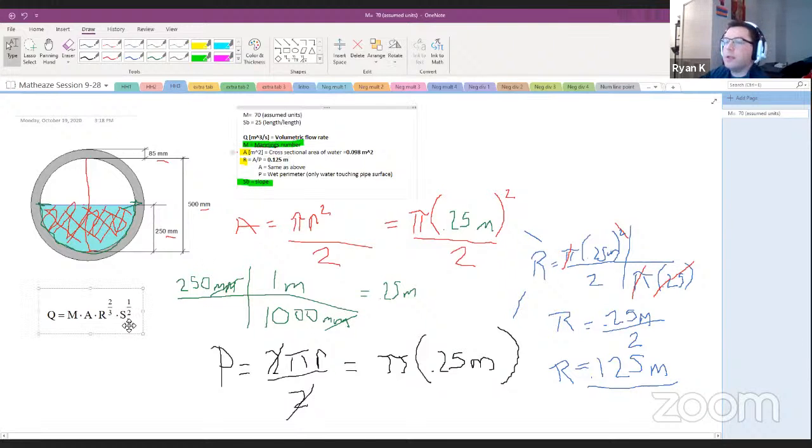Since this doesn't give you the units for M to manipulate the units on R here, I'd say we have everything in meters. So we're good to just plug it in and assume that that would give us our Q in meters cubed per second.